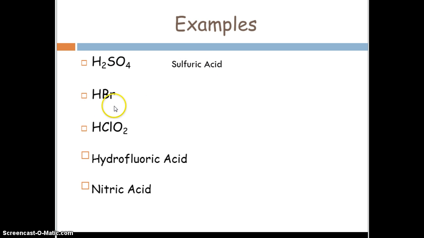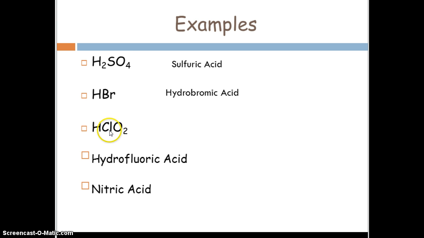If you look at this one, we can see there's no oxygen, so that means it has to start with hydro. The stem is brom from bromine, and then it ends in ic. So it's hydrobromic acid, right? No oxygen, so it has hydro at the front. It's just the nonmetal bromine plus hydrogen.